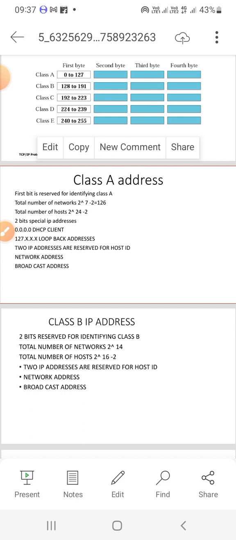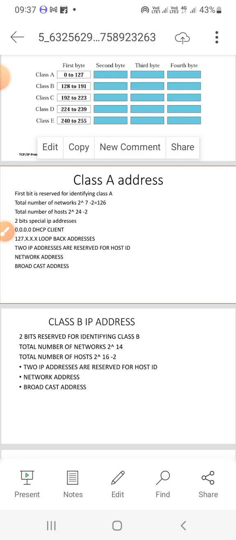This is the class A address. Two kinds of special IP addresses are present. 0.0.0.0 is for a DHCP client, and 127.x.x.x is the loopback address. Two IP addresses are reserved in the host ID, which is why 2 are subtracted in 2 power 24 minus 2. One is used for the network address, and the other is used for the broadcast address.